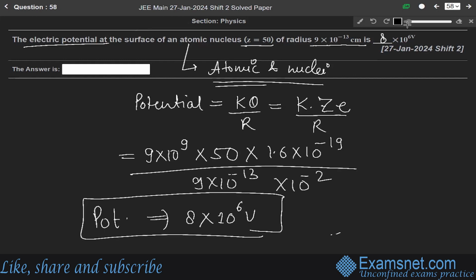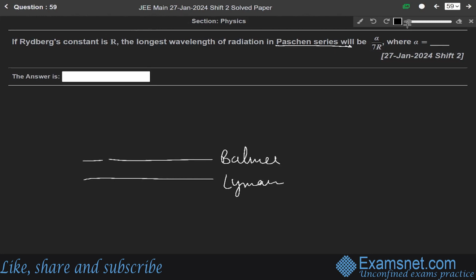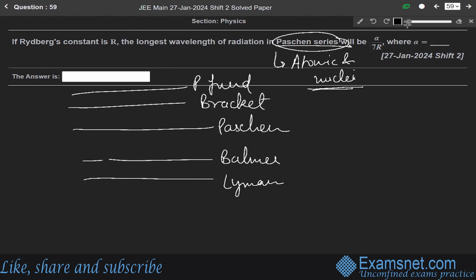Okay, now next question 59. According to this question, if Rydberg's constant is R, the longest wavelength of radiation in the Paschen series, it is asking about the Paschen series. Okay. So we know the series are Lyman, Balmer, Paschen, Brackett, and Pfund. This question is from the chapter of atomic and nuclei physics. So we have to find the longest wavelength for the Paschen series.